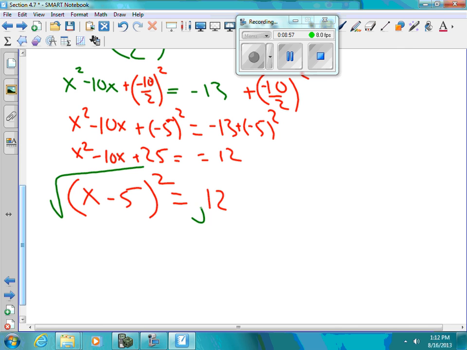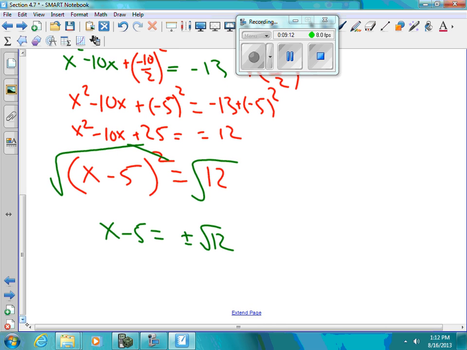We can square root both sides. When you square root both sides, we cancel the squared part out. We get x minus 5 equals plus or minus the square root of 12. So we get x by itself. Add 5 to both sides, and we'll have our answer. So we have 5 plus or minus the square root of 12.